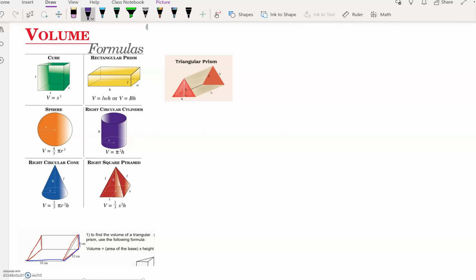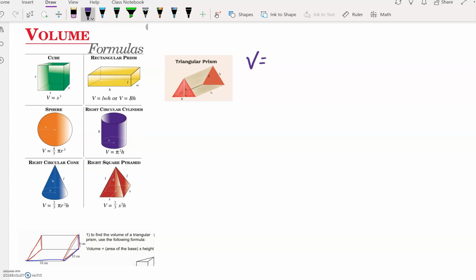Okay, so one of the formulas that I see is not written in here yet, so I'm going to go ahead and write it in. It is for the triangular prism. And remember, we talked in my other videos about how this shape that defines your prism is really the area that you have to find first, and then you can just multiply it by the length or the height.